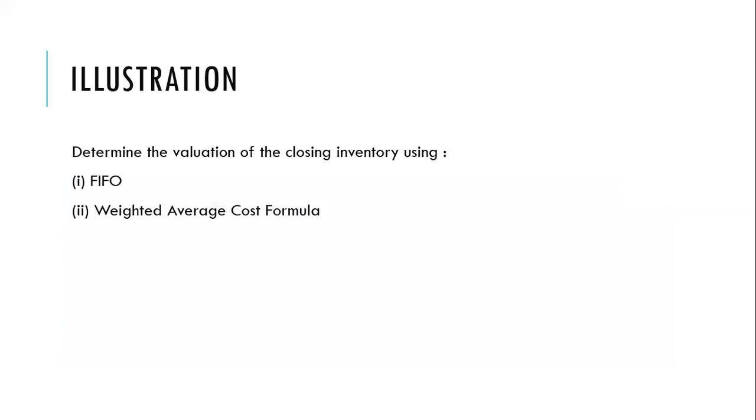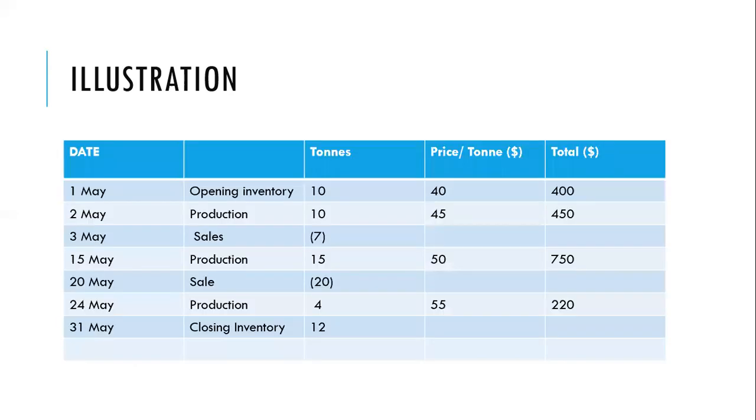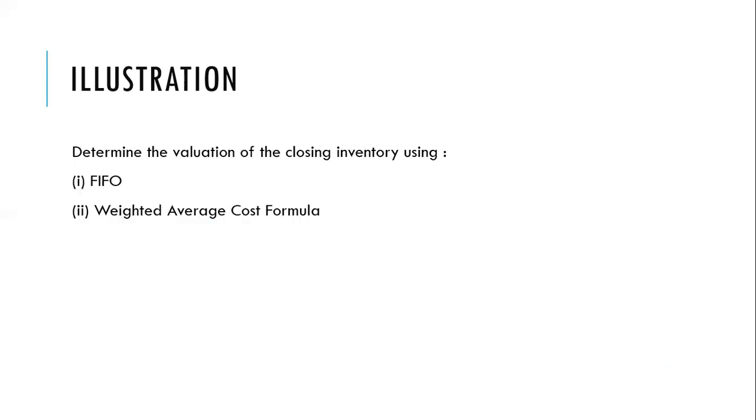So the question now is: determine the valuation of the closing inventory using FIFO, first in, first out, and the weighted average cost formula. So we know we have 12 tons as closing inventory. We've had $40 per ton, $45 per ton, $50 per ton, $55 per ton. Which of these prices do we use? To value the closing inventory, that is what this question is now asking us. So let's approach it first with first in, first out.